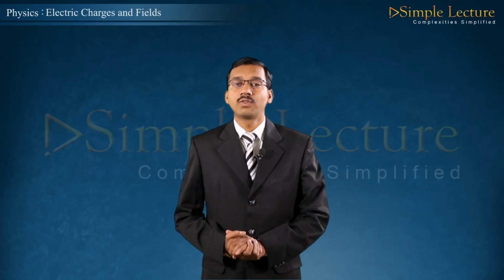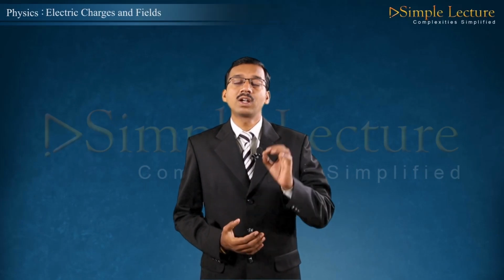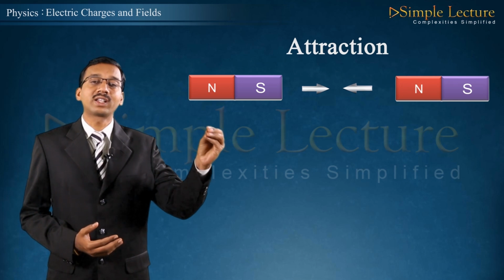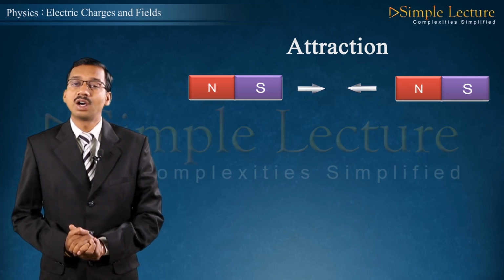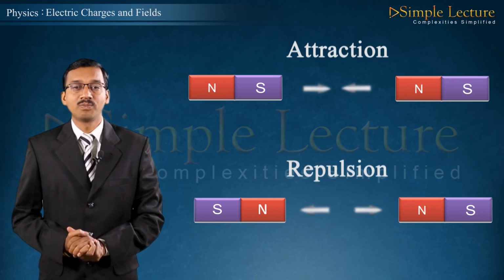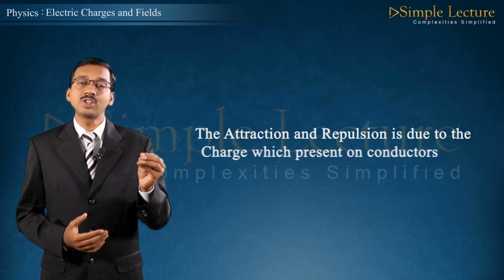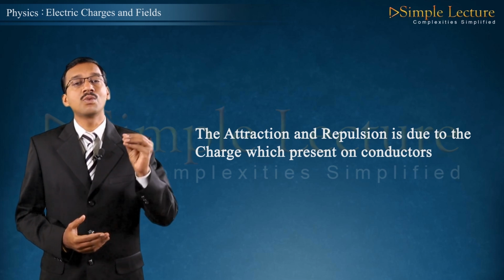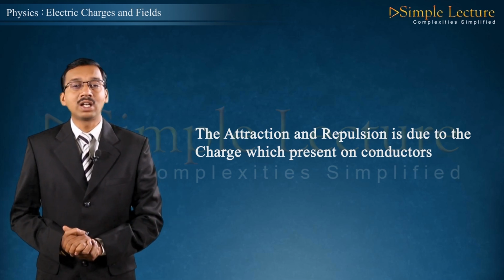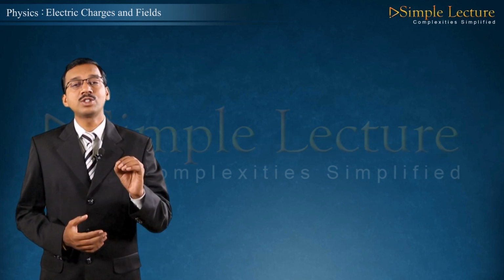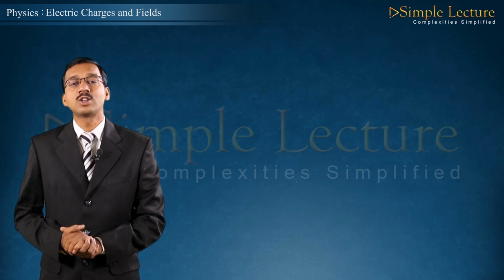Electric charges and fields. In our daily life, in nature, we see that some objects get attracted towards other objects, or some objects get repelled by other objects. Here the attraction or the repulsion is due to the charges present on that material or conductor. Therefore, in nature there are two types of charges.